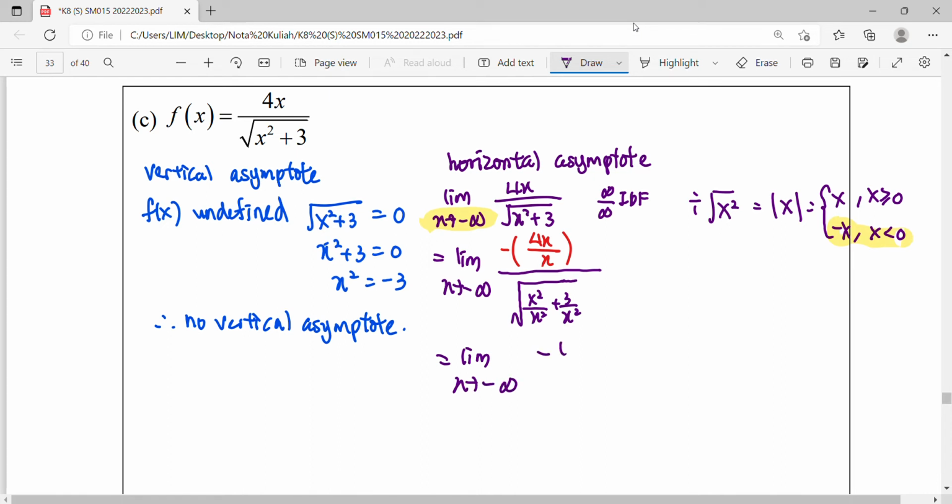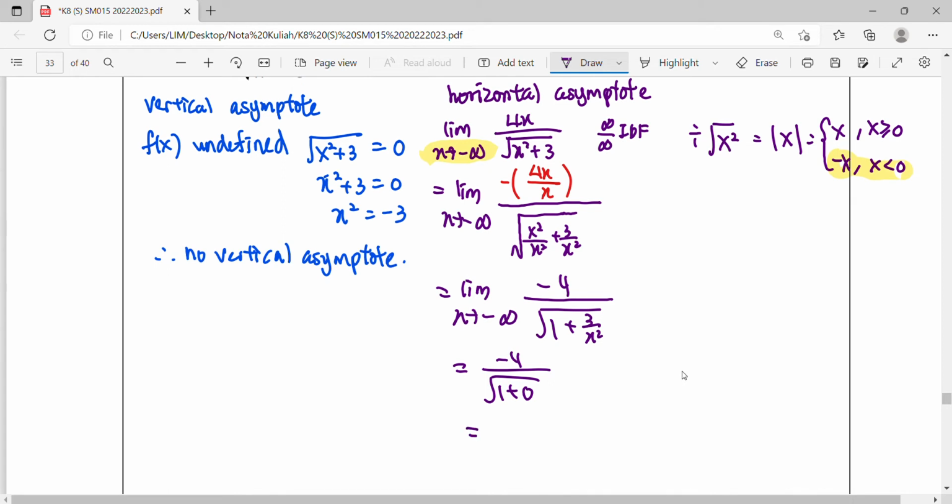This is -4 over square root of 1 plus 3 over x squared. Then we can evaluate this limit at infinity here. Substitute your infinity, -4 over square root of 1 plus 0. -4 divided by 1, square root of 1. It gives you -4.